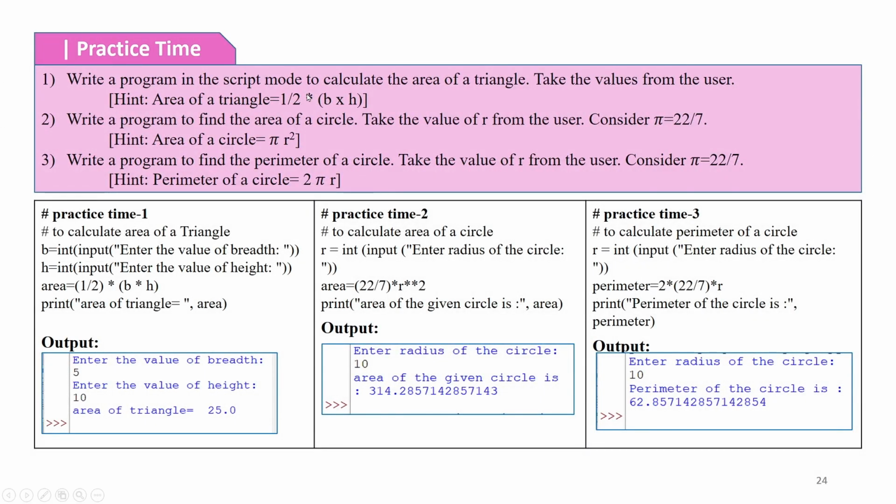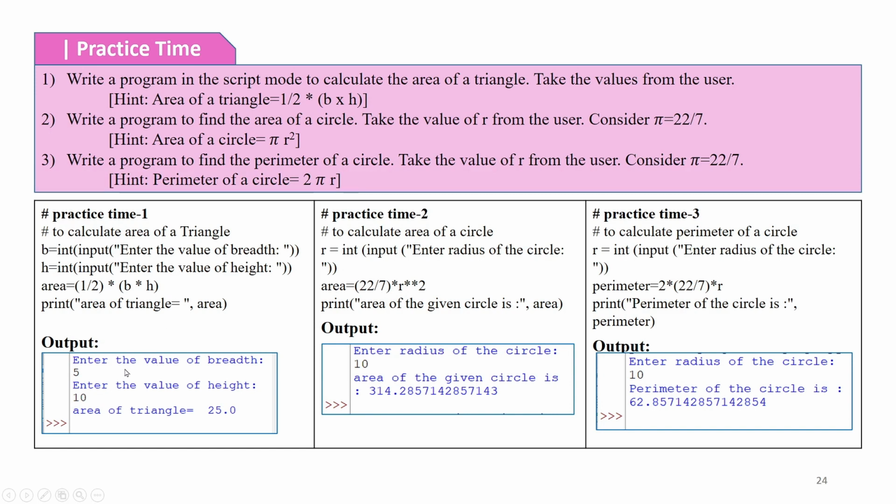Now practice time questions are again given here. Write a program in the script mode to calculate the area of a triangle. Likewise, perimeter and area we have calculated. We can calculate the area of a triangle also, but before that we should know the formula. Area is equal to half into b into h.